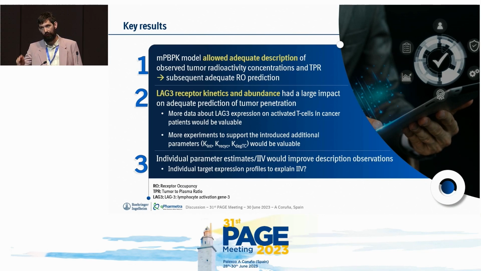And lastly, here we were just using a priori predictions for the population. These would of course be much better if we would use individual parameter estimates incorporating IIV, and maybe we could use, for example, individual target expression. This might be more of a wish, but still it would help to give better individualized receptor occupancy predictions.